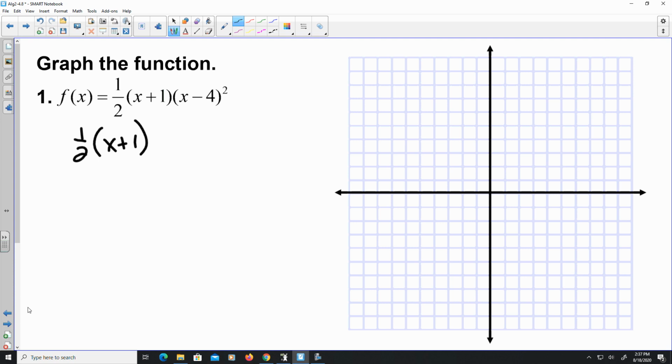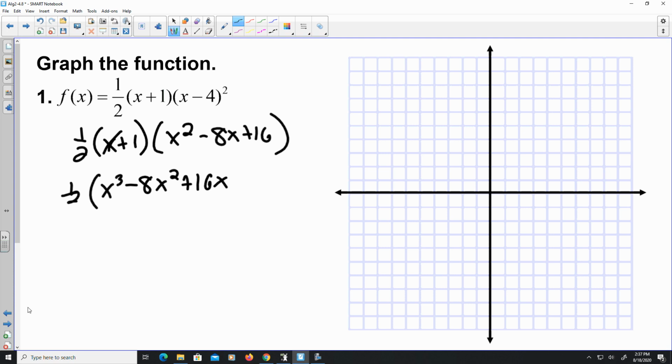This one here, if we expand it out, it's going to be x squared minus 8x plus 16. Multiply the x plus 1 with the x squared minus 8x plus 16. So I got the 1/2, and then this is going to be x to the third, and we got minus 8x squared. We got plus 16x. That one's done with the 1. It's just going to be plus x squared minus 8x plus 16.